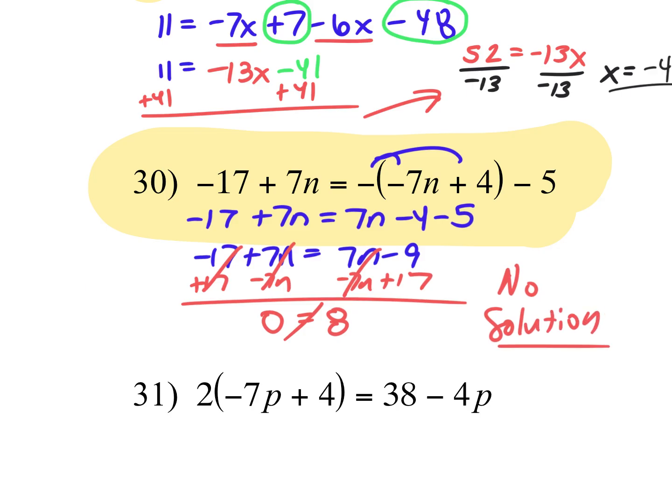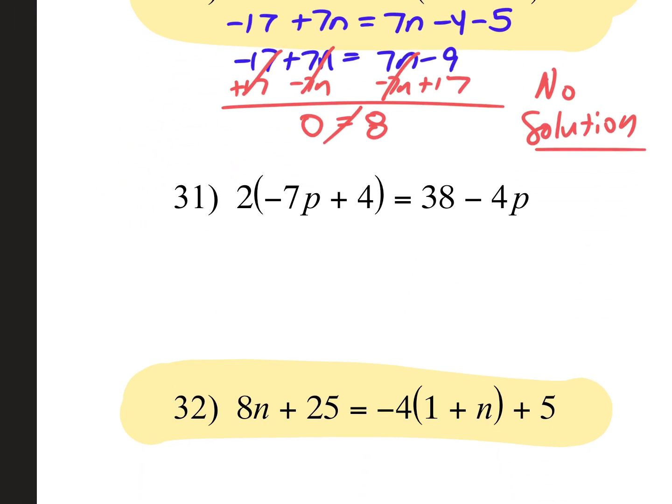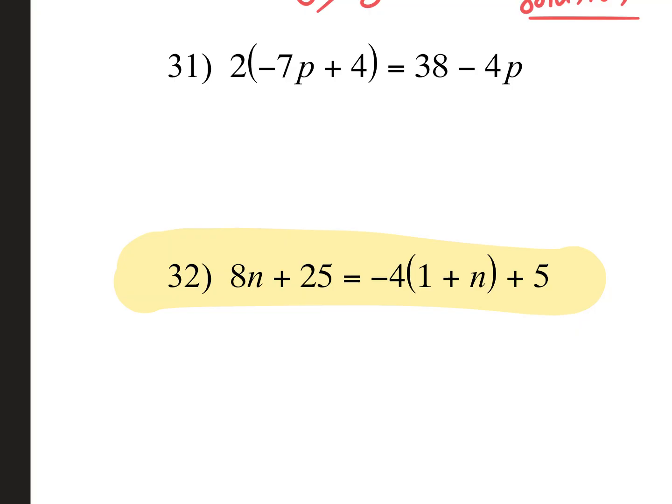Both things are possible. Please be aware of that. If you get a true math statement, 45 equals 45, 7 equals 7, -1 equals -1, that's true all the time. That's all real numbers. If you get something that is untrue, like 0 equals 8, that never happens in the world, so that's why it's no solution. And then the last one, and then I'll stop talking.